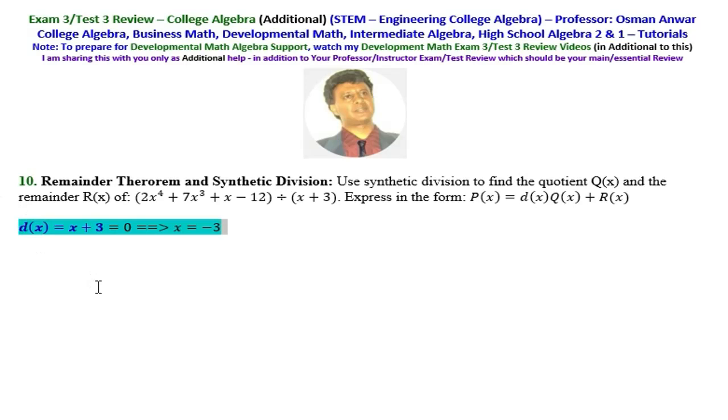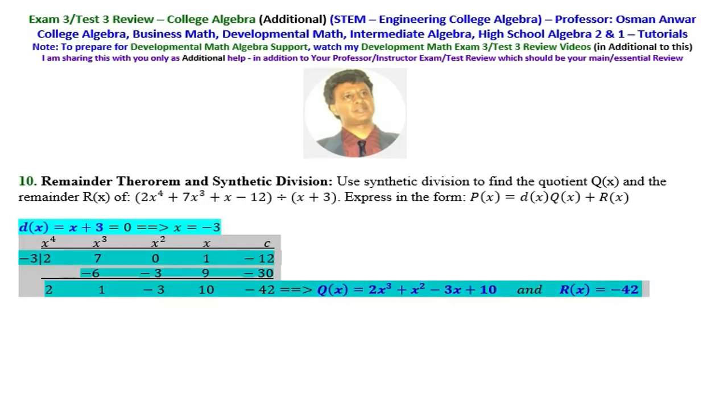So the first thing is d of x, the divisor, is x plus 3, and set that equal to 0. That means x equals minus 3. Then we're going to synthetic divide by minus 3. And here it is: 2x to the 4th, 7x to the third, 0 for x squared, there is no x squared here, 1 for x, and minus 12 for the constant. Then synthetic divide by minus 3.